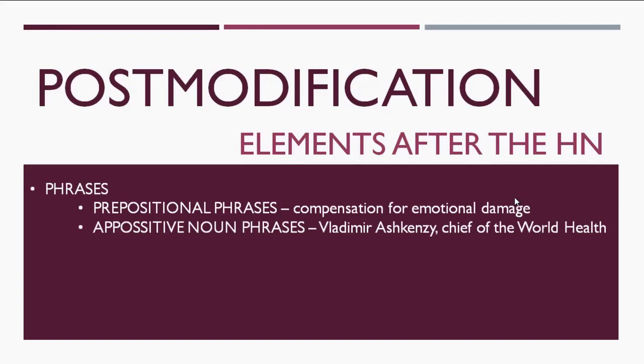Appositive noun phrases are also called appositions, and they are used to set background information related to the head noun. Remember, these appositive noun phrases are not essential information, so they can be removed, and generally they are placed between commas or between a comma and a full stop.